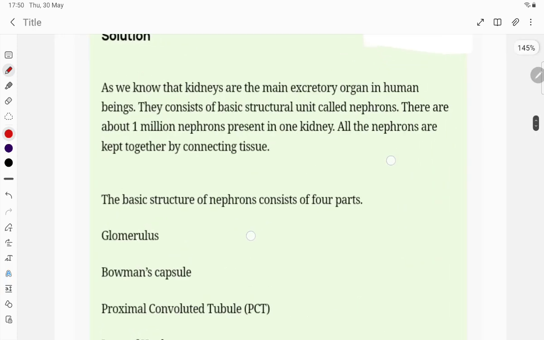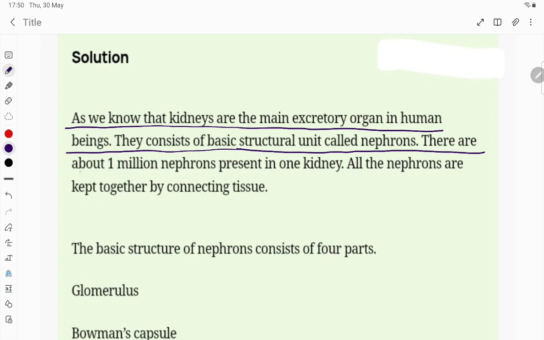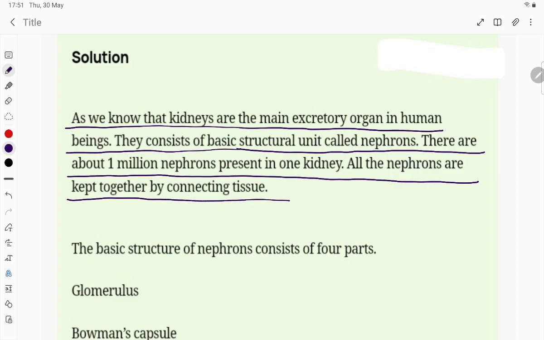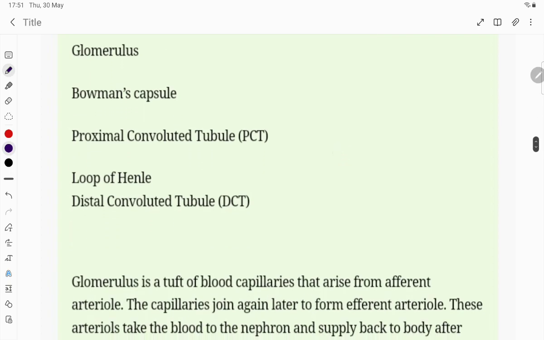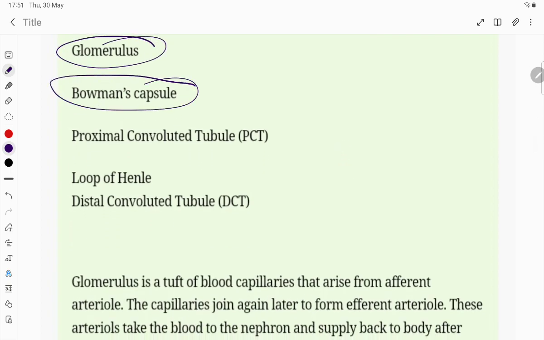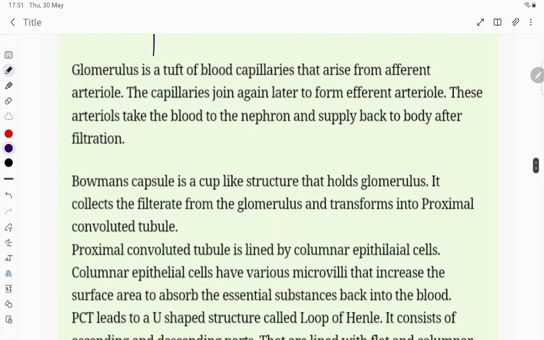Okay, now here you see, students, let me read line by line. As we know, kidneys are the main excretory organ in human beings. They consist of a basic structural unit called the nephron. There are about 1 million nephrons present in one kidney, held together by connecting tissue. The basic structure of nephron consists of glomerulus, Bowman's capsule, proximal convoluted tubule, loop of Henle, distal convoluted tubule, and collecting duct. So total six parts are there.